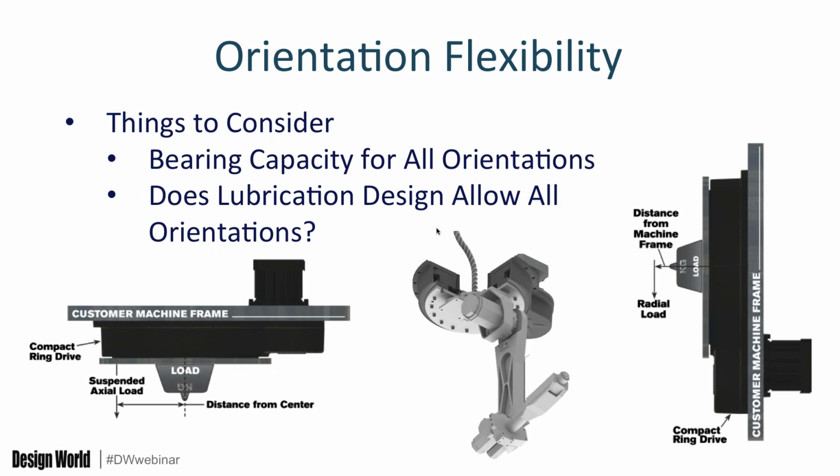Over to the right, we actually have another orientation, which I call perpendicular to the floor. And you can see over to the right an illustration showing the radial load, where the distance from the machine frame to the radial load must be taken into consideration. So a lot of times you want to look at how thick is the housing of the unit. Is it compact? Where is the bearing structure? And where is the load being applied?